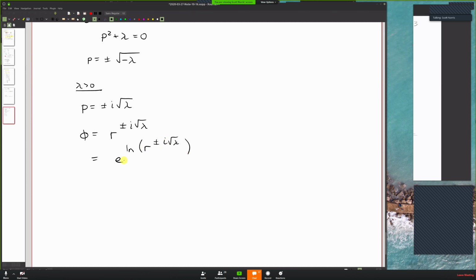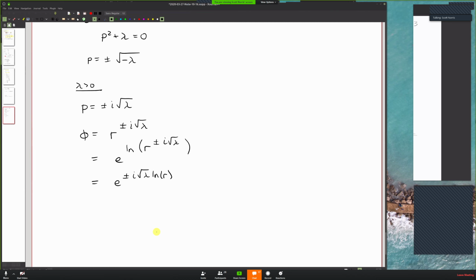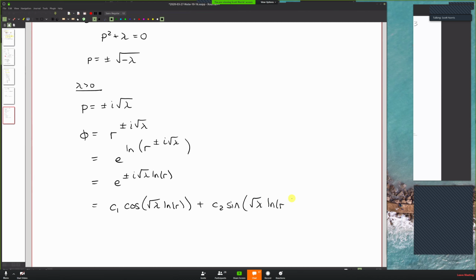All right, e to the natural log of anything equals itself, so this is always valid. In this case, it also happens to be helpful because the natural log of something to a power, I can use my power rules to pull that power outside the natural log. And now I have, in fact, e to the plus or minus i something. That's going to give me C1 cosine of root lambda natural log of r plus C2 sine of root lambda natural log of r.